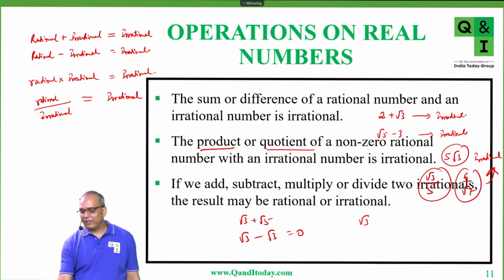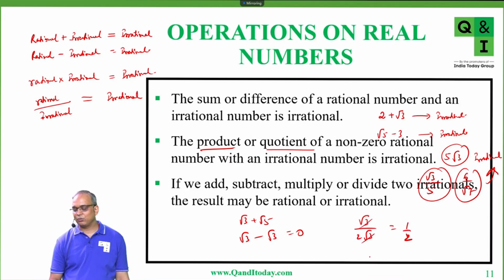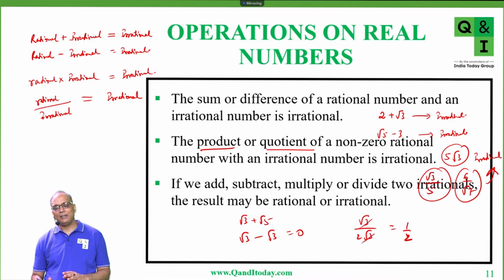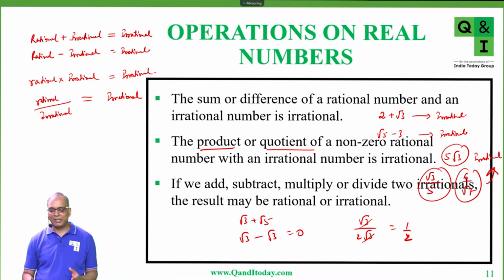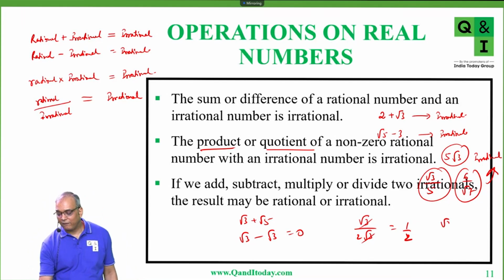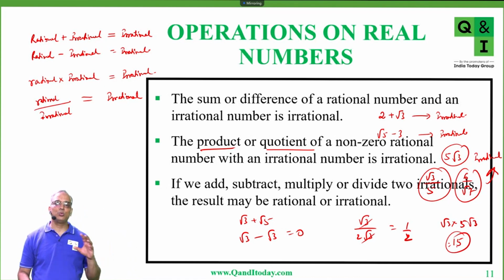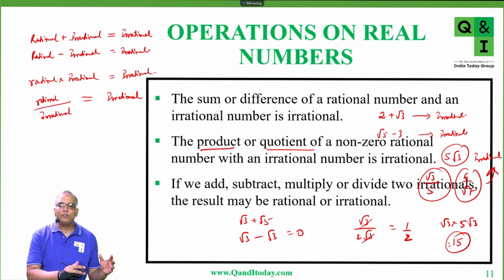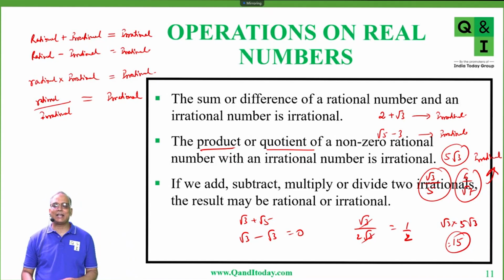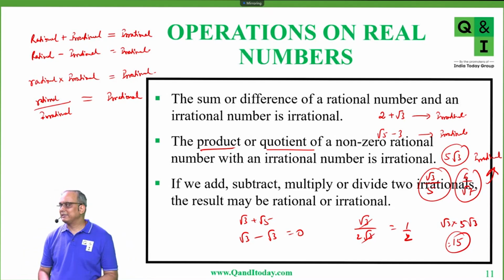Similarly, if we have root 3 divided by 2 root 3, root 3 gets cancelled, you have 1 by 2, which is rational. Again, if you have root 3 into 5 root 3, we know that will be 15. Now this again is rational. So multiplying, dividing, adding or subtracting two irrational numbers may give you a rational number as an answer or an irrational number. Is this clear, students?